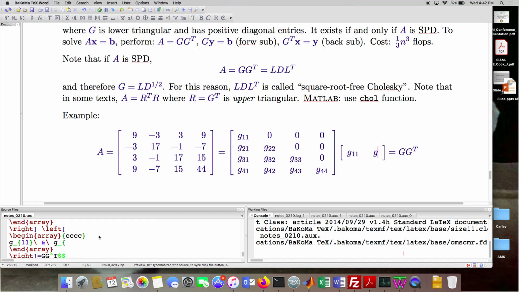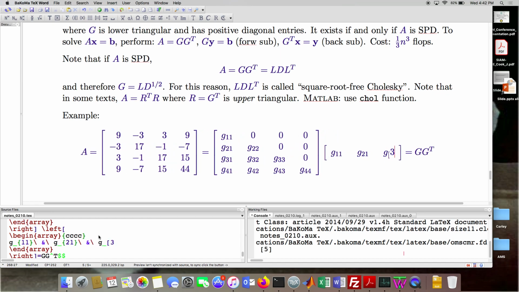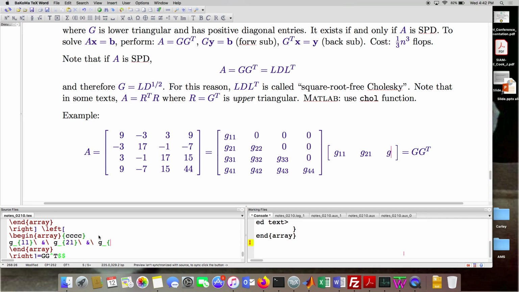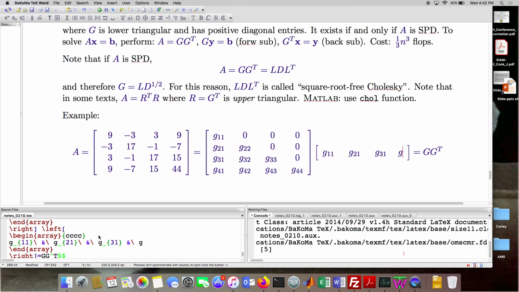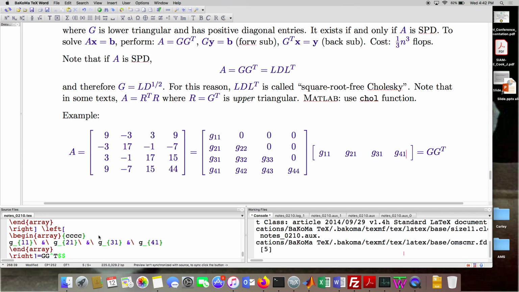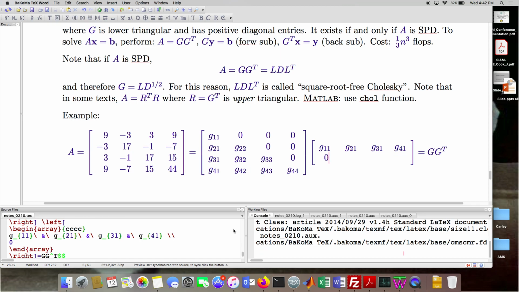Now, one thing I want to point out as I'm doing this: normally, if I'm filling out a matrix like this, in the first row I would have G11, G12, G13, G14. But now I have the opposite, and the reason why is this is G transpose. It's the transpose of this. So these entries in the first column over here should be the same as the first row entries over there. And this is G transpose, so that is upper triangular.